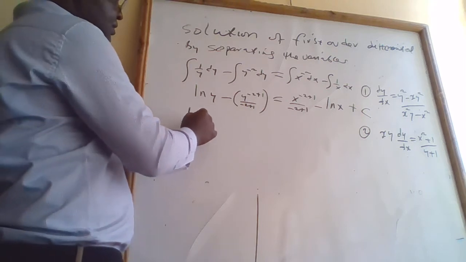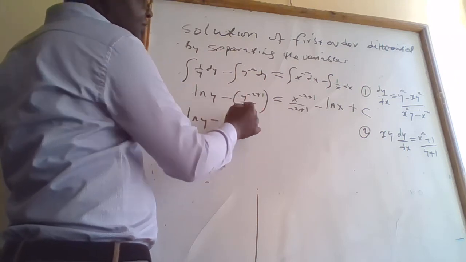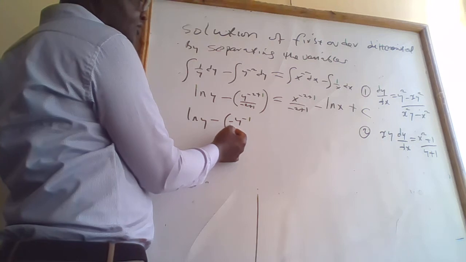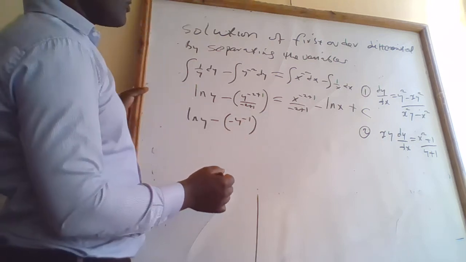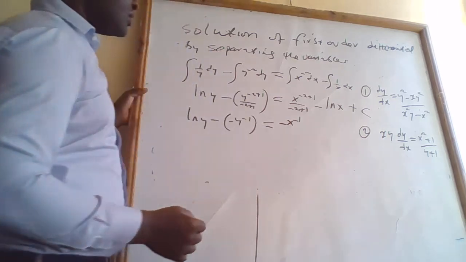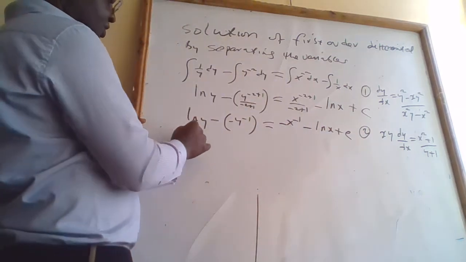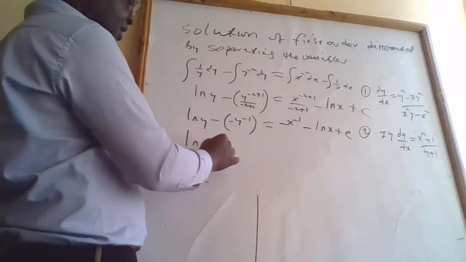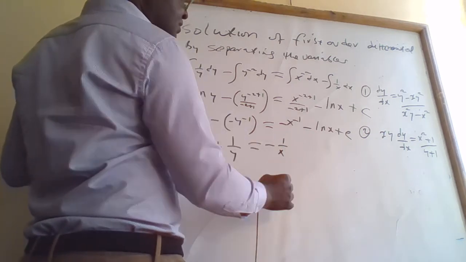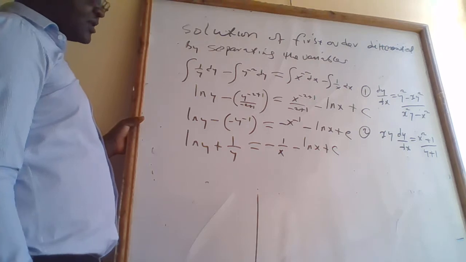Now this will be ln of y minus y raised to negative 1 over negative 1, since negative 2 plus 1 makes negative 1, so we shall have negative y to the negative 1 on the left. On the right we shall have negative x to the negative 1, then minus ln of x plus a constant of integration. So here we have ln of y plus 1 over y equals minus 1 over x minus ln of x, plus a constant of integration.